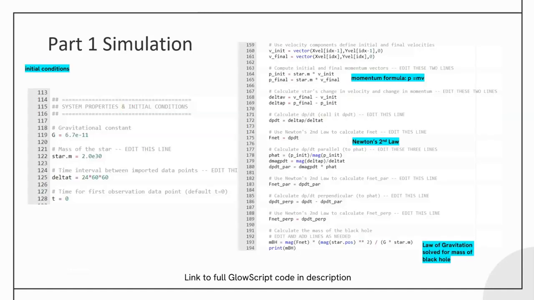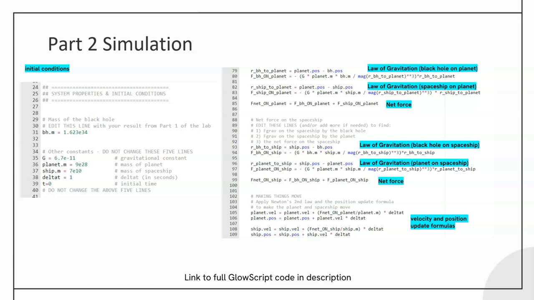And for part 1, the initial conditions are going to be on the left and as shown over there, and then on the right is going to be the iteration. First, I started out by finding the momentum of the star, and then I found the change in momentum, and I related that to the net force through Newton's second law, and then we found the parallel and perpendicular components of momentum, and at the bottom I found the mass of the black hole by using the formula, which we solved from the law of gravitation before.